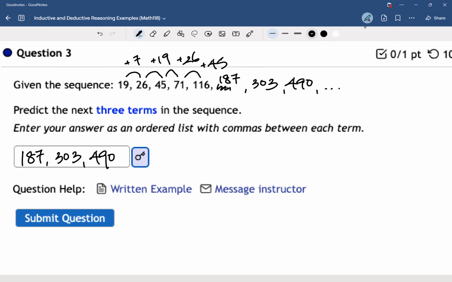Okay, so I'm going to stop this video here, but I'm going to do another video that takes a look at the inductive and deductive reasoning questions in this homework.